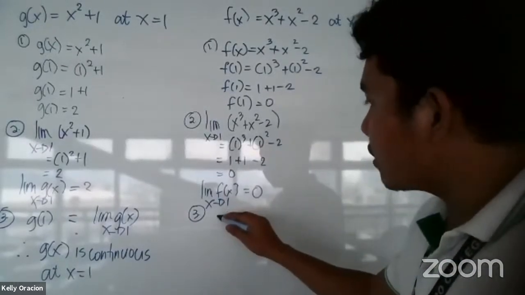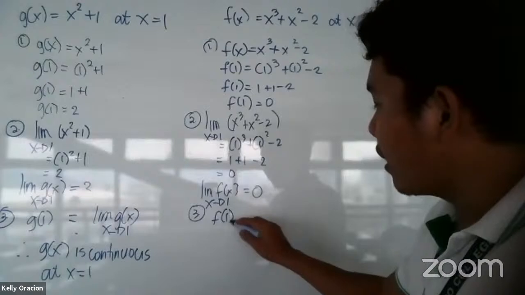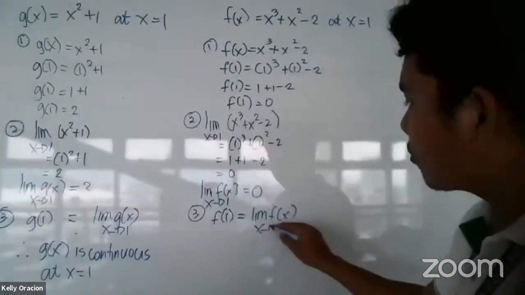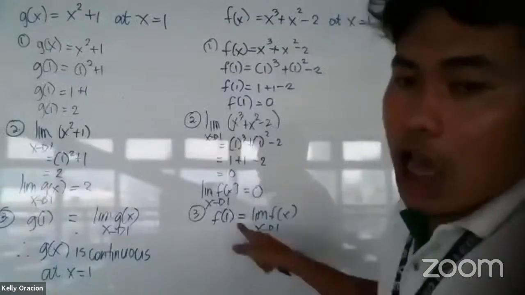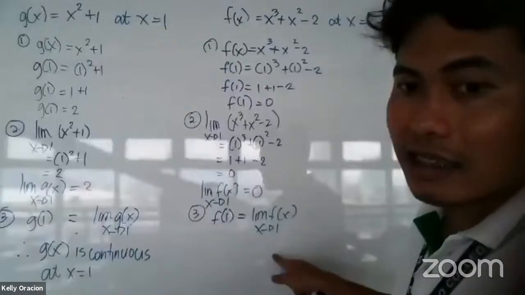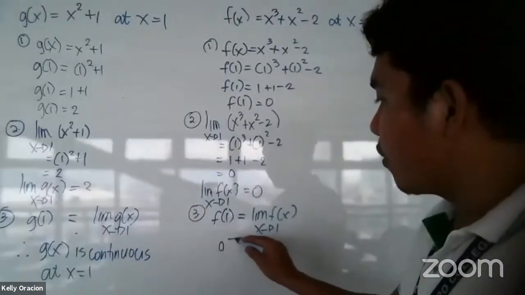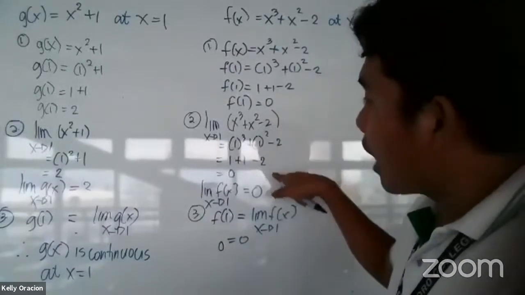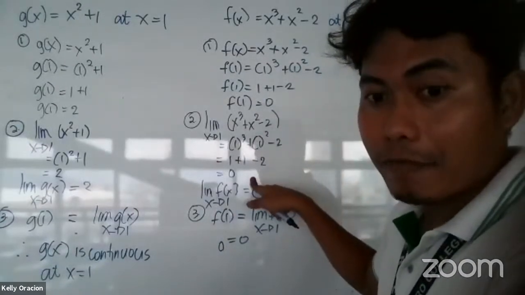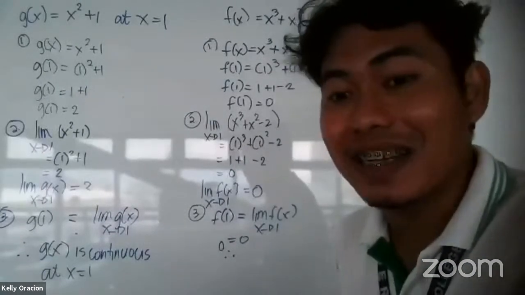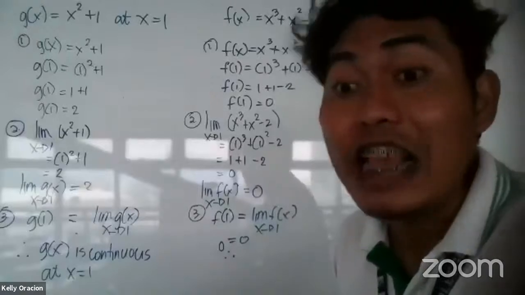So that means your f of 1 is equal to the limit of your function as x approaches 1. Again, your f of 1 is equal to the limit of the function as x approaches 1, which is 0 is equal to 0. Right, 0 and 0? f of 1 is 0, and the limit of the function is 0. So that means they are equal. The third condition, they are equal.